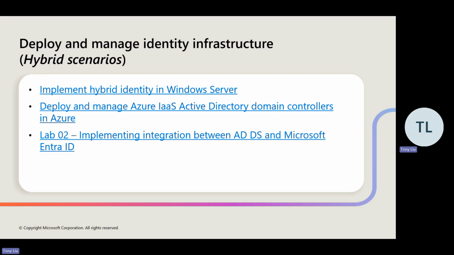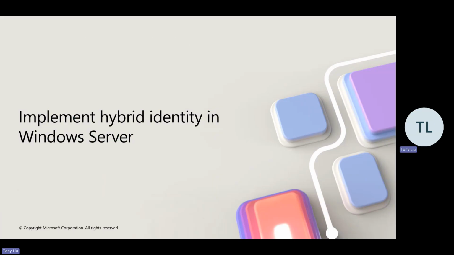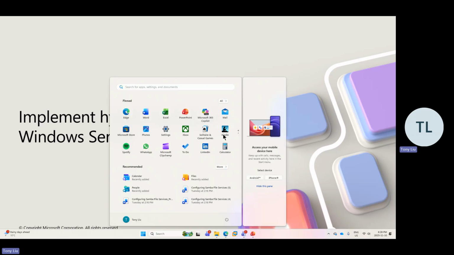So here, then again, we are talking about the hybrid identity in Windows Server. Basically, you have a local on-premises ADDS, and there is a cloud-based identity infrastructure. They are synchronized. And then we can talk about deploy and manage Azure IaaS Active Directory domain controllers. This lab we don't do within the class because we may not be able to sign into Azure, but we'll see. There is actually an Azure for Students.